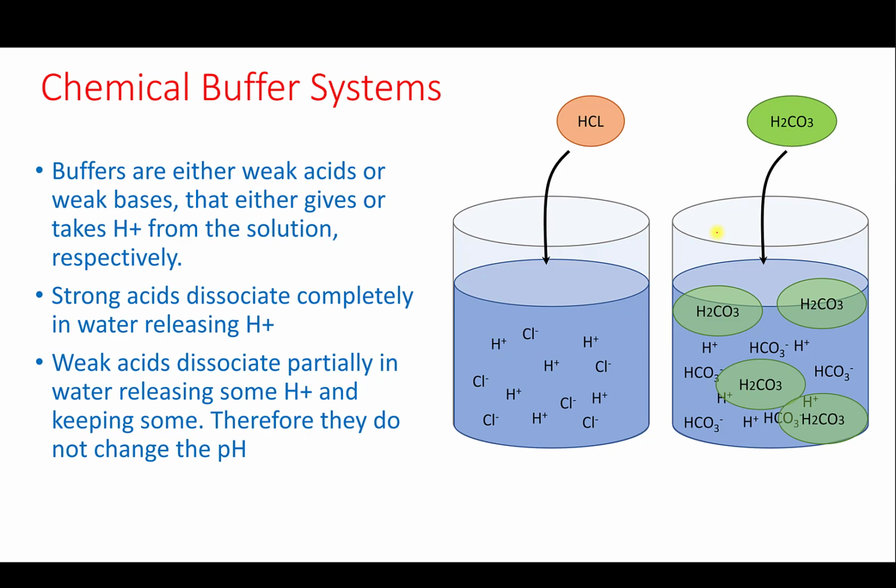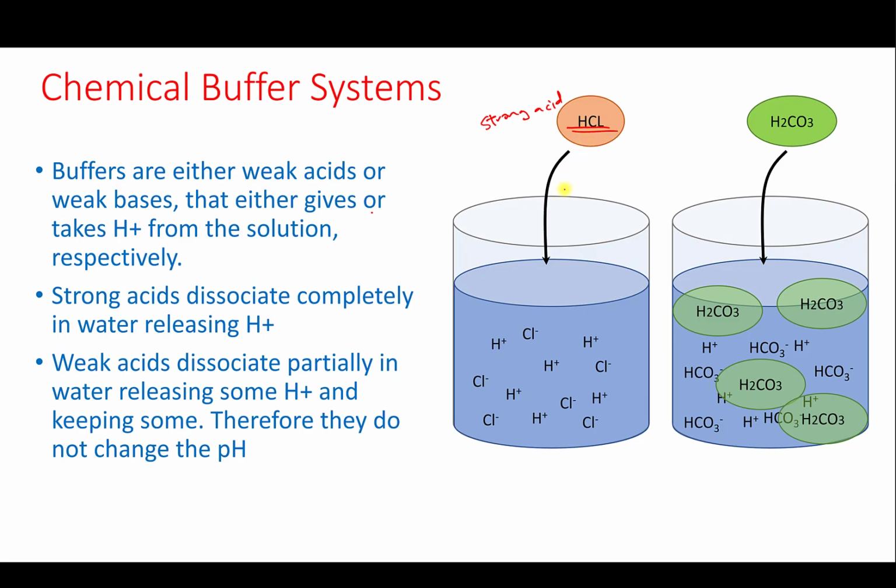So for the buffer, if you remember, we said it's either a weak acid or base that will either give or release hydrogen ions. So what does it mean when we say weak acid? Let's just try to understand the strong acid first. This is a strong acid, just like HCl. This is the strongest acid in nature.